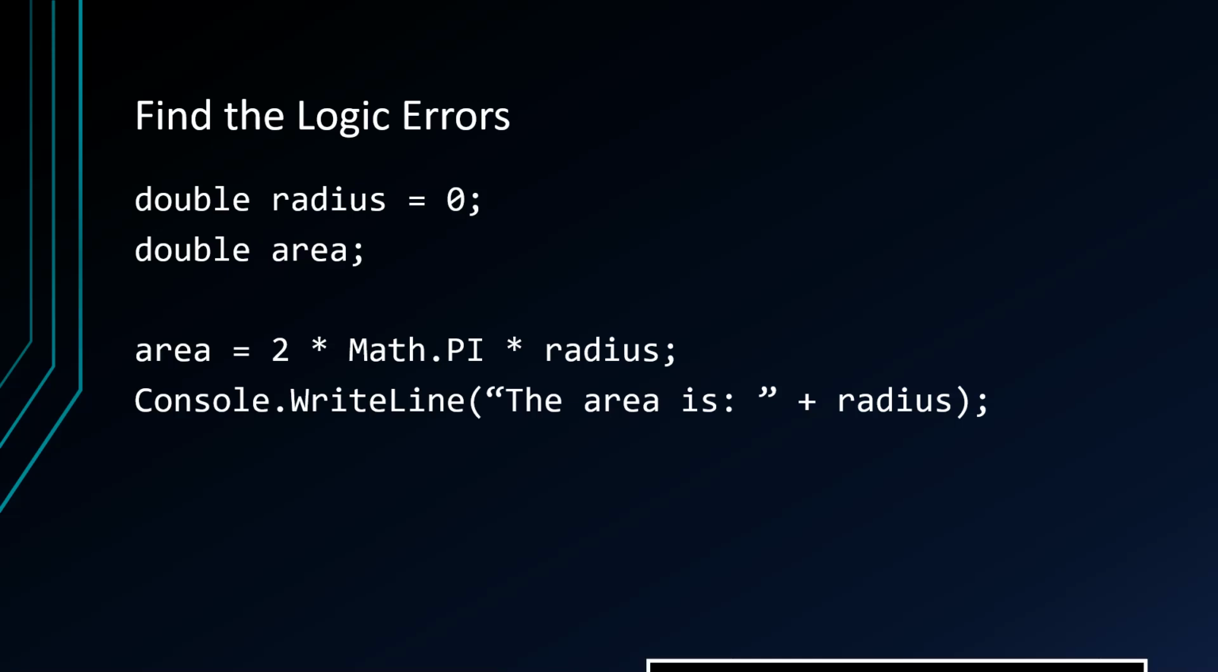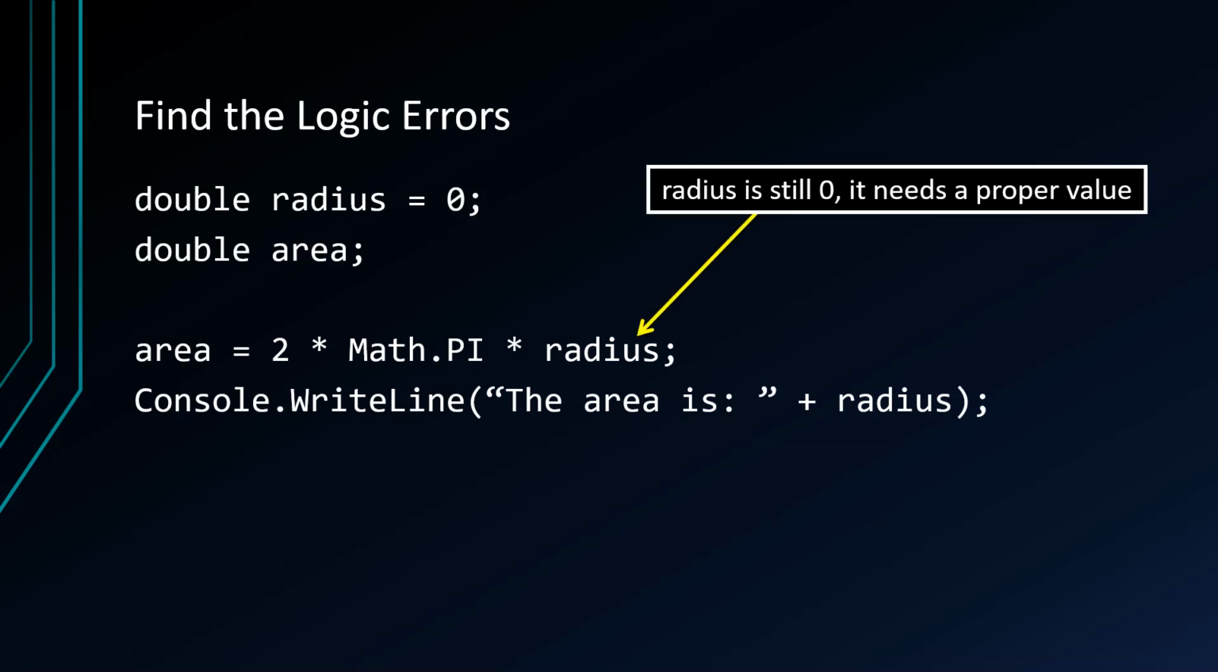Okay, so here we go. The first one, where we're multiplying out here, radius still has a value of 0. We forgot to give it a value, so which means when we multiply, anything multiplied by 0 is 0, which means every single time our result is going to be 0. That's not good. Secondly, we're trying to calculate the area, but this is not the formula for area. This is the formula for circumference of a circle, 2 pi r.